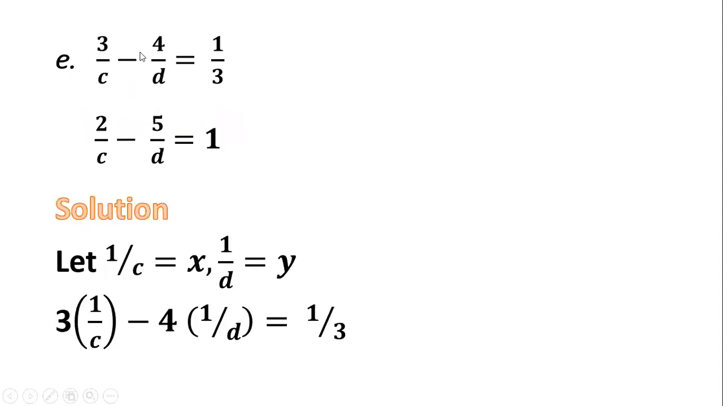I want to do the one that has fractions, and that's e. 3 over c minus 4 over d equals 1 over 3. 2 over c minus 5 over d equals 1.